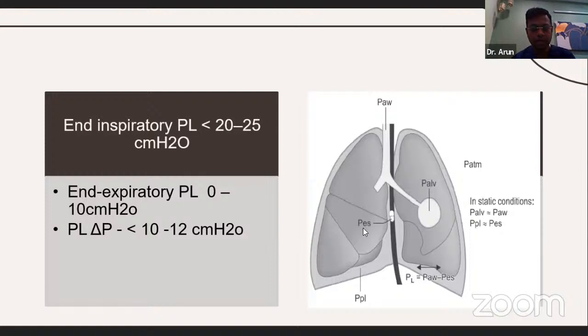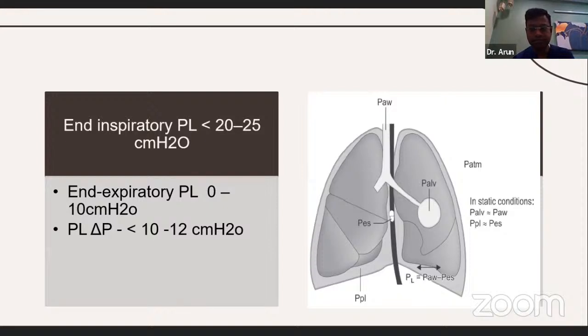And after connecting to the ventilator, the pressure we are delivering helps to distend the patient's lung. And the pleural pressure acts in the opposite direction. So your distending pressure or airway pressure should always be higher than the pleural pressure. And for this, you need an esophageal catheter.